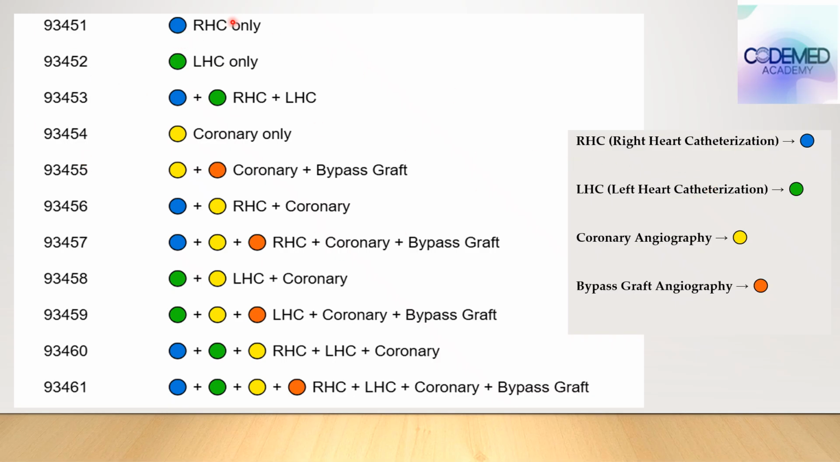So right heart catheterization is blue, left is green, and the combo code is blue plus green. This one is coronary only, where they don't enter the chamber, while this is the code where they enter the chamber but also enter the coronaries. And in that, if there is also a bypass graft, that is another important consideration. So pay attention to what has been done in the patient and choose the code.